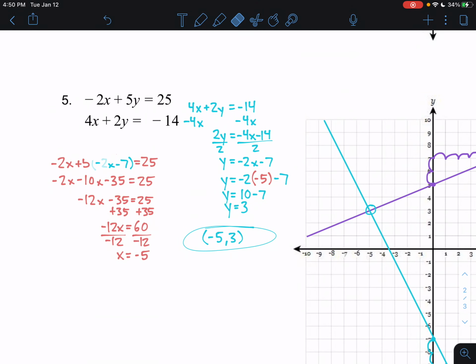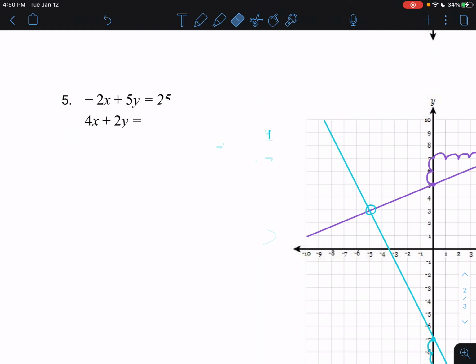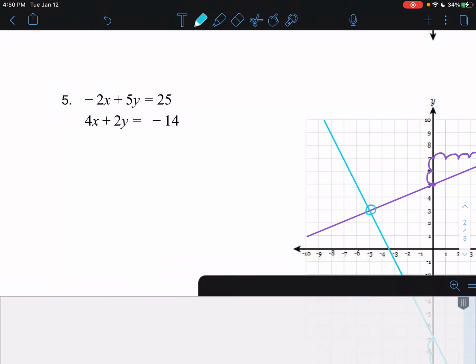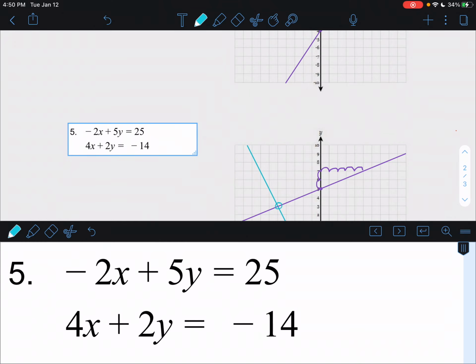And finally, if I were to use my third and final method, which is elimination, I'm looking at my equations. If I want to eliminate the y, it's going to be pretty tricky because 5 and 2 don't share any common factors. There's nothing I can really multiply that 2 by other than like a fraction to get the 5.